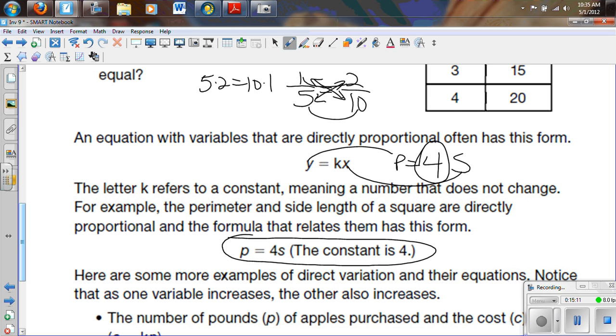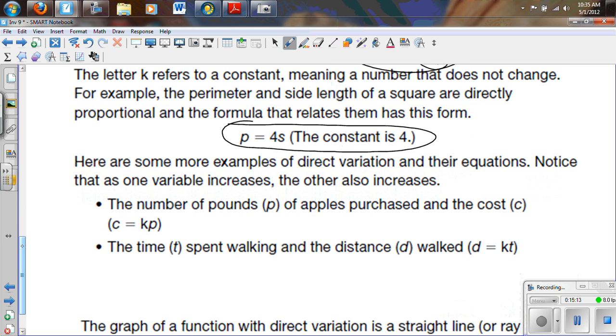So let's look at a couple of these examples and see whether they are direct variations or proportional. The number of pounds of apples purchased and the cost. So if you purchase more apples, then they cost more. Time spent walking and distance. If you walk more distance, it's going to take you more time. So that constant is however fast you walk, and the constant on the first one is the actual cost of those apples, or how much each pound of apples costs.